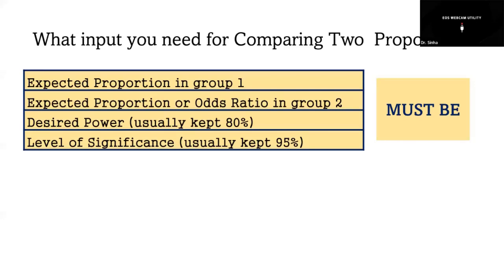So you should have an expected proportion in group 1, expected proportion in group 2, or you can have an odds ratio in group 2, because in analytical cross-section study, generally we have an odds ratio. And then the desired power, we usually keep this power as 80% and level of significance at 5%. By mistake, we have written 95%. We keep the level of significance at 5%, that is the alpha error. So this is a must.